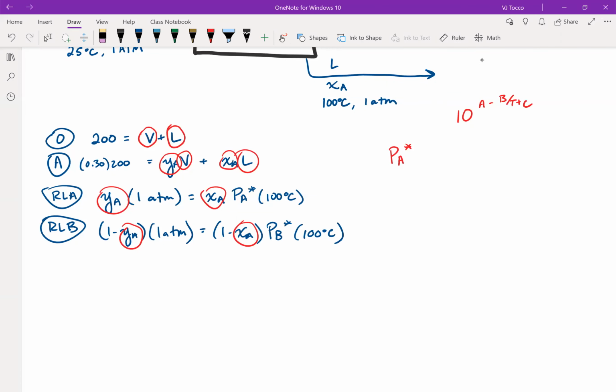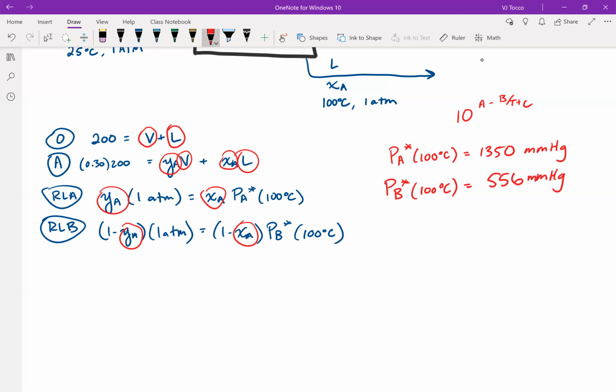The vapor pressure of component A at 100 C is equal to 1350 millimeters of mercury, and the vapor pressure of toluene at the same temperature, 100 degrees C, is 556. So once again, this is also how you know that benzene is more volatile, because the vapor pressure is higher. Once I have these known, I don't have to circle them as unknowns anymore.